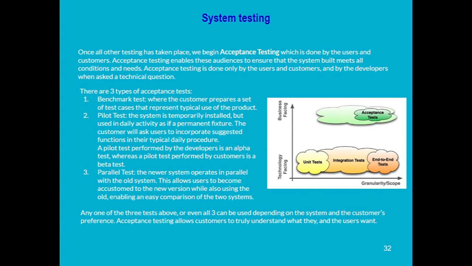Then we have a parallel test, which is when the newer system operates in parallel with the old system. This allows users to become accustomed to the new version while also using the old, enabling an easy comparison of the 2 systems. Any one of the 3 tests above, or even all 3, can be used depending on the system and the customer's preference.